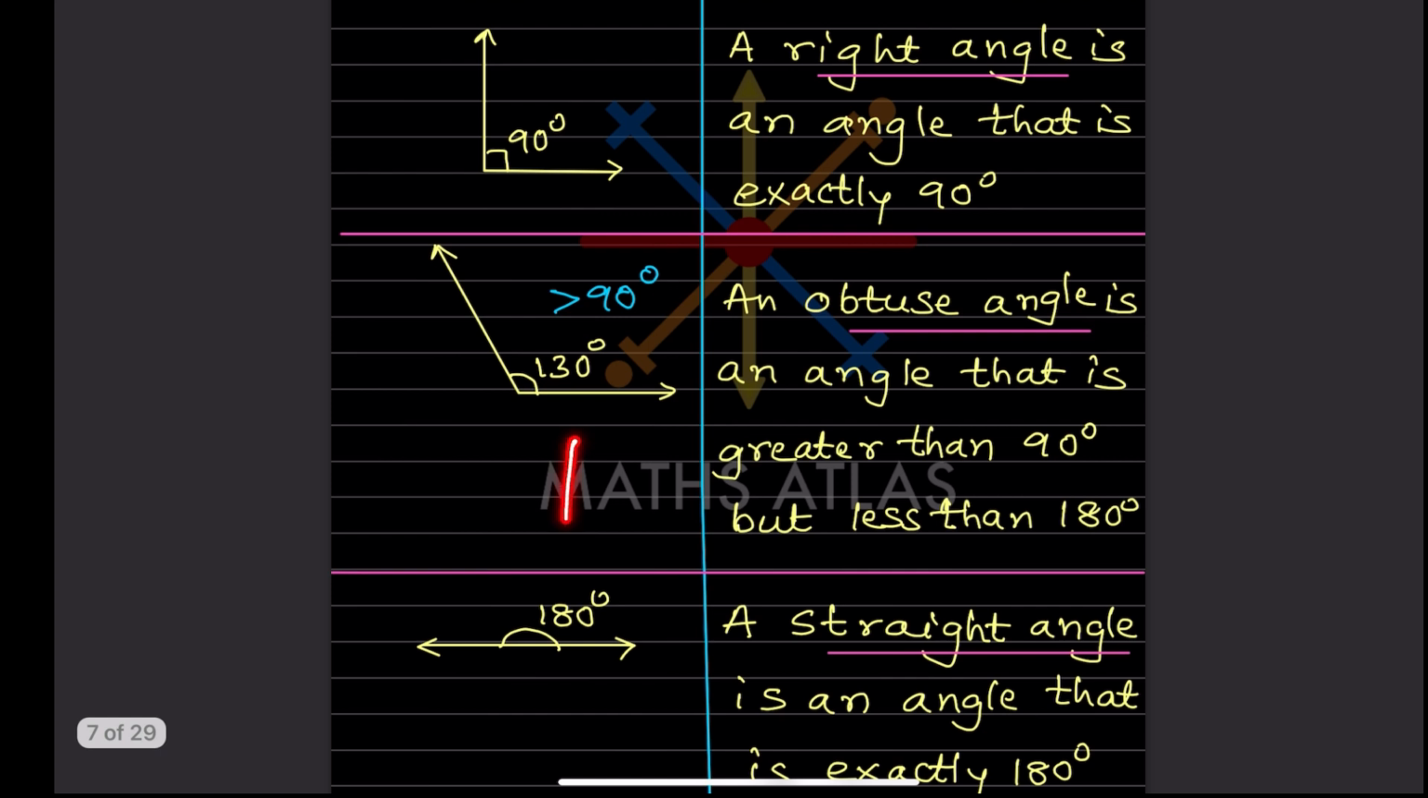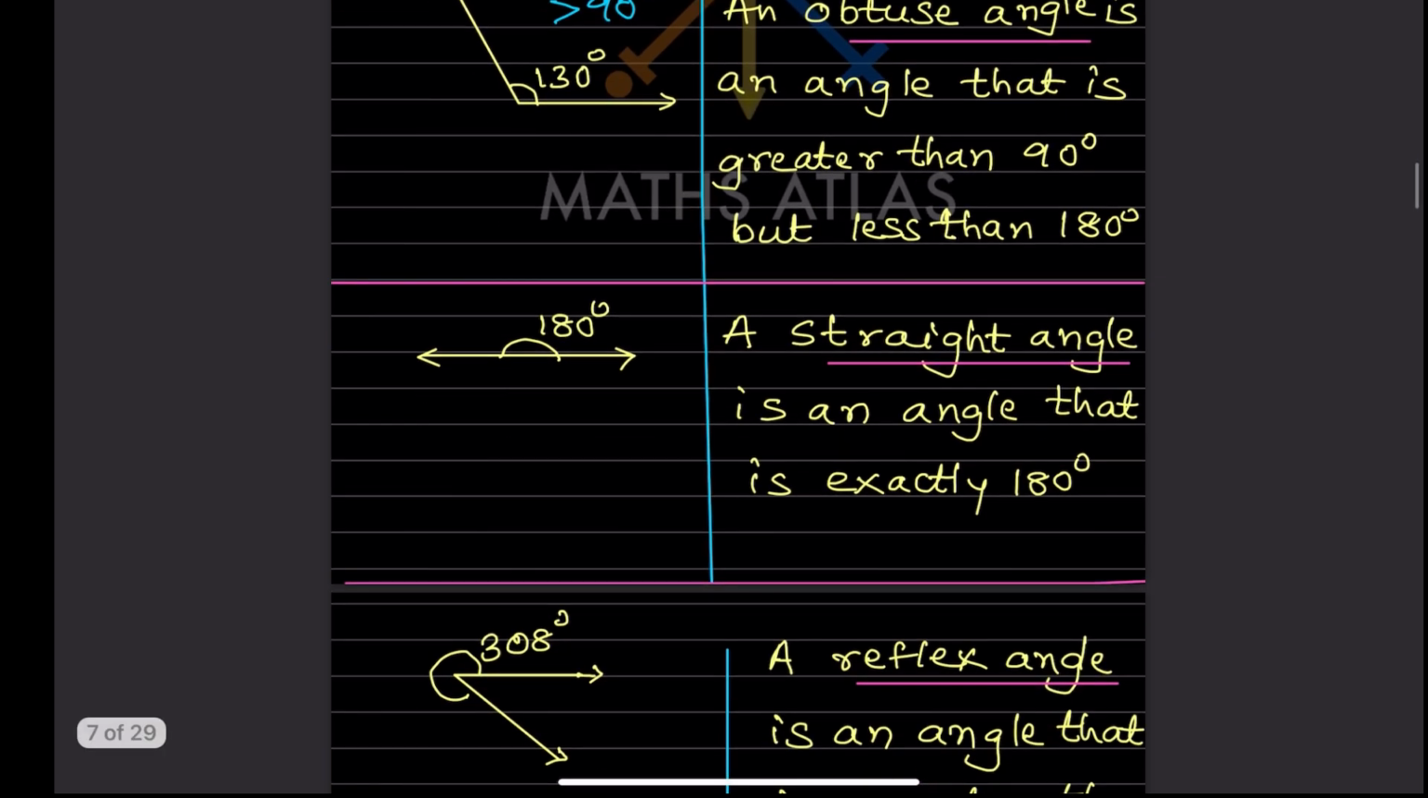And the obtuse one: this is 90. Outside this, whatever the angle, they are called obtuse angles. An obtuse angle is an angle that is greater than 90 degrees. Now this is a straight angle. A straight angle is an angle that is exactly 180 degrees.